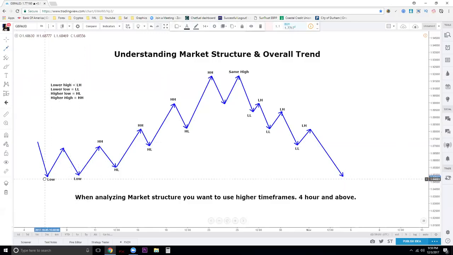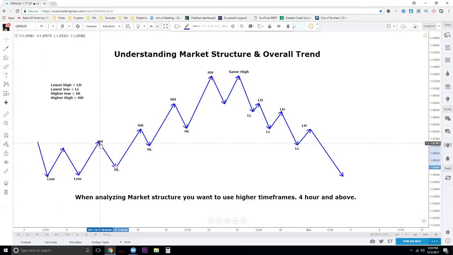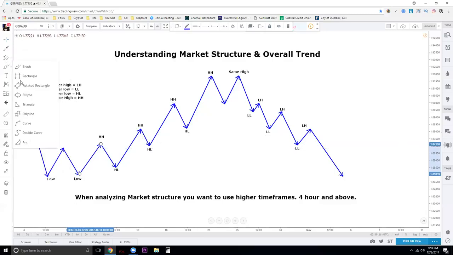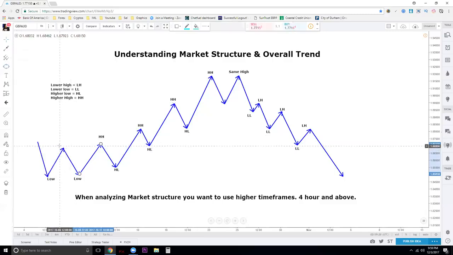Both of these are lows and it failed to break this low. It created a double bottom right here. Then price came back up and it broke this high right here. Let me mark it out. It broke this high.